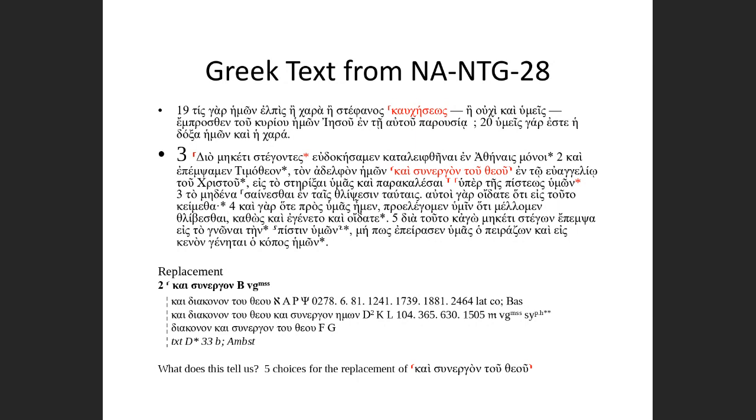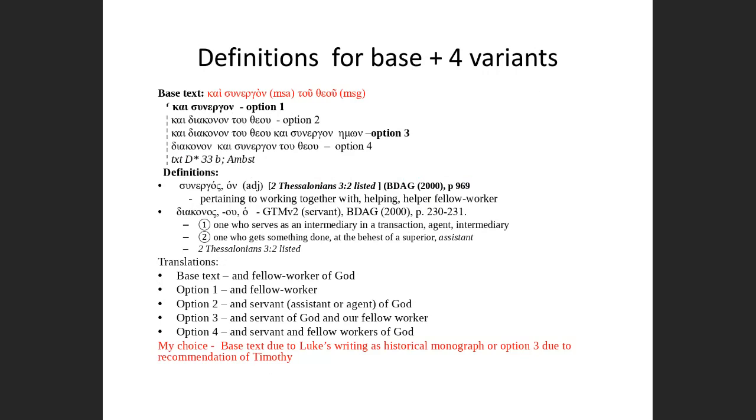So what does this tell us? It tells us with these symbols that you can replace kai sunergon tou theou with 5 different choices. So let's look at how that works. The base text is kai sunergon MSA tou theou MSG. The first option, going through the 5 options I just worked on, is kai sunergon.